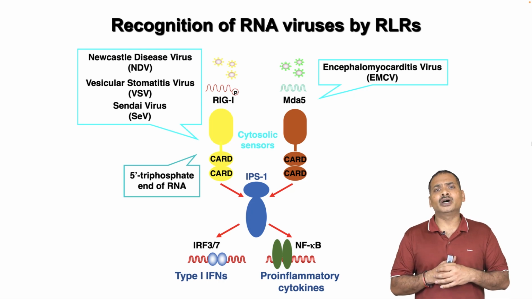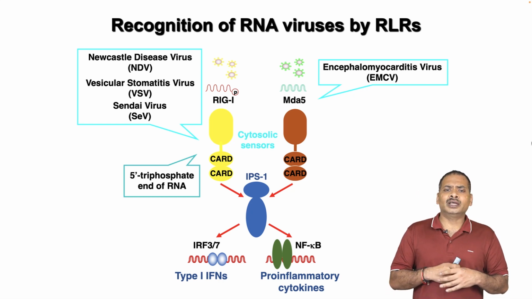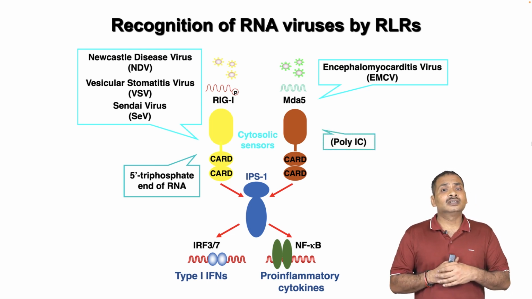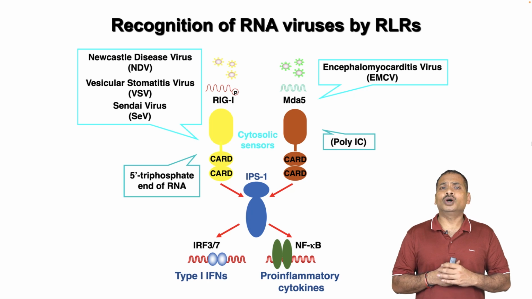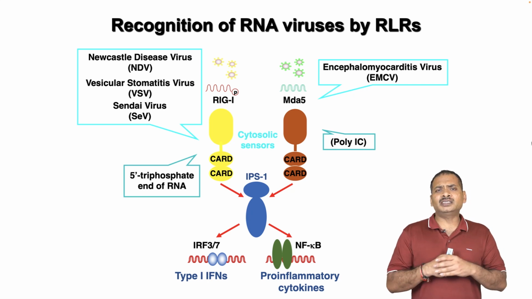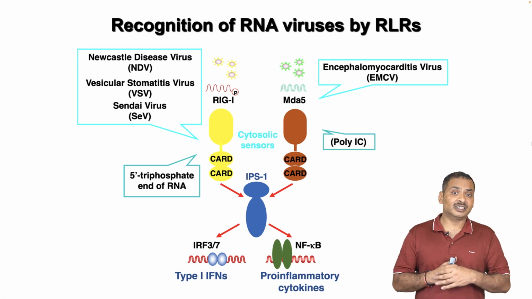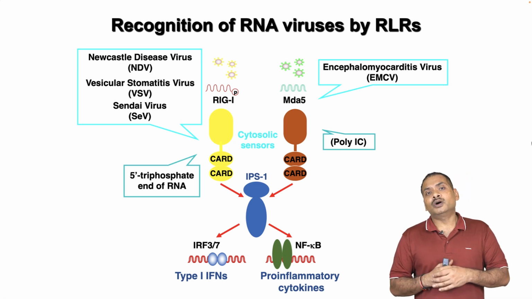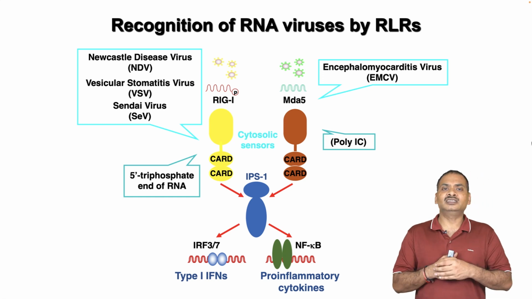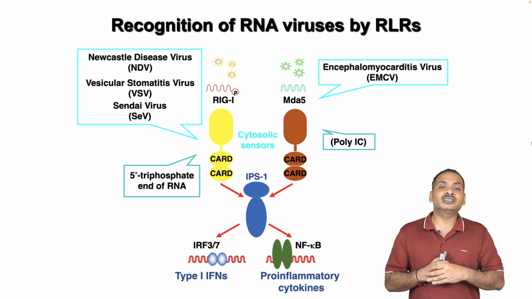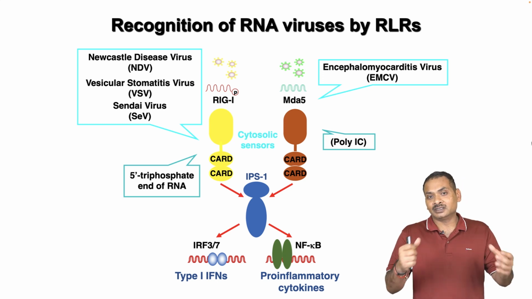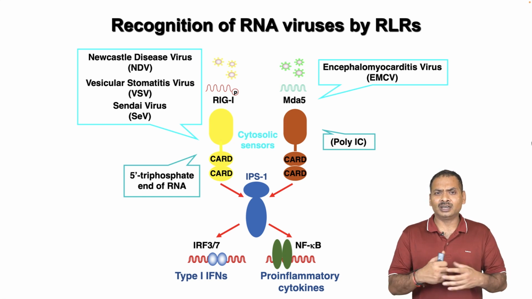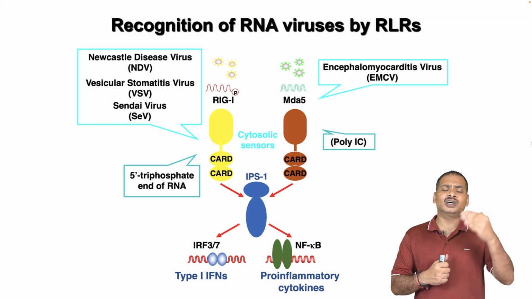And for MDA5, people used EMCV, encephalomyocarditis virus. In addition to EMCV, this also recognizes a chemically synthesized molecule which we call poly-IC. Poly-IC is a polymer of inosine and cytidine. When this polymer is introduced inside the cell, it mimics a virus infection. So, poly-IC is extensively used in this field, in the investigation of the RLR signaling pathway.